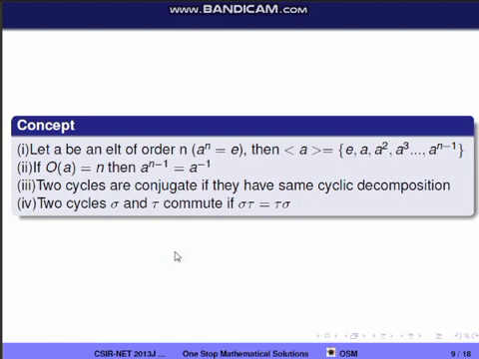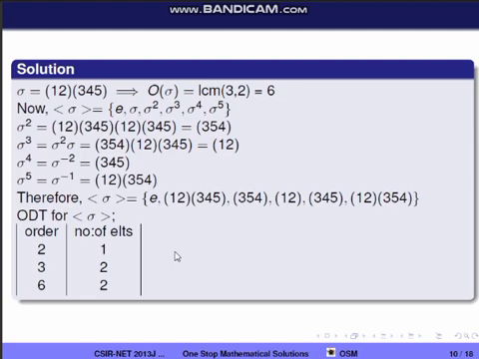Now we will move on to the question. We are given sigma is equal to (1 2)(3 4 5). So the order of sigma is equal to the LCM of the lengths of the cycles. That is, the first one is a 2-cycle, the second one is a 3-cycle. So this is equal to LCM of 3, 2, that is equal to 6. So sigma power 6 is equal to E.